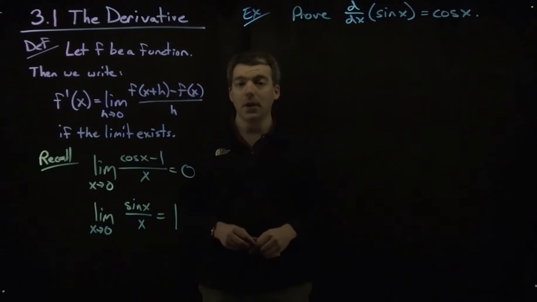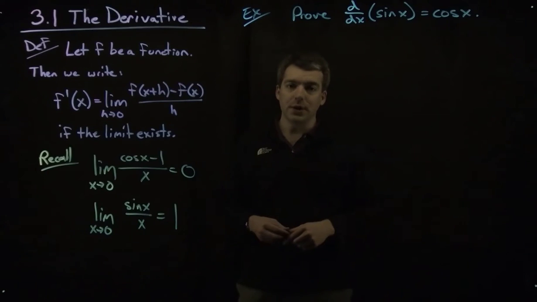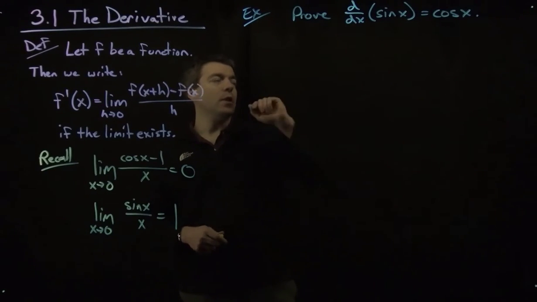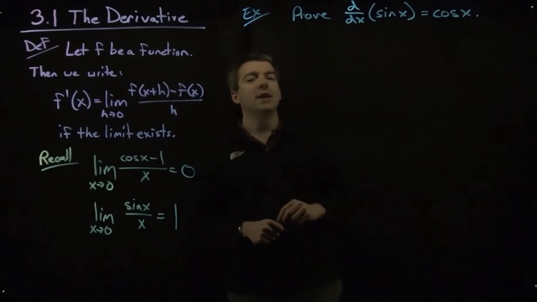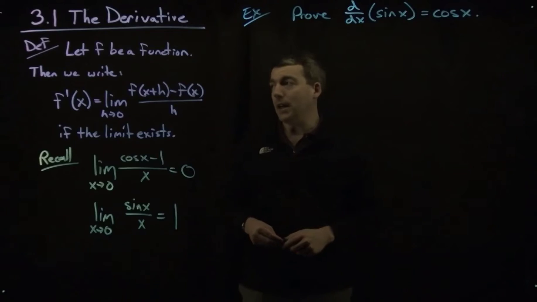Hi, in this video we're going to look at the definition of the derivative again, and we're going to use it to prove a differentiation formula. In particular, we're going to show that the derivative of sine of x is cosine of x. Let's go over the definition again.